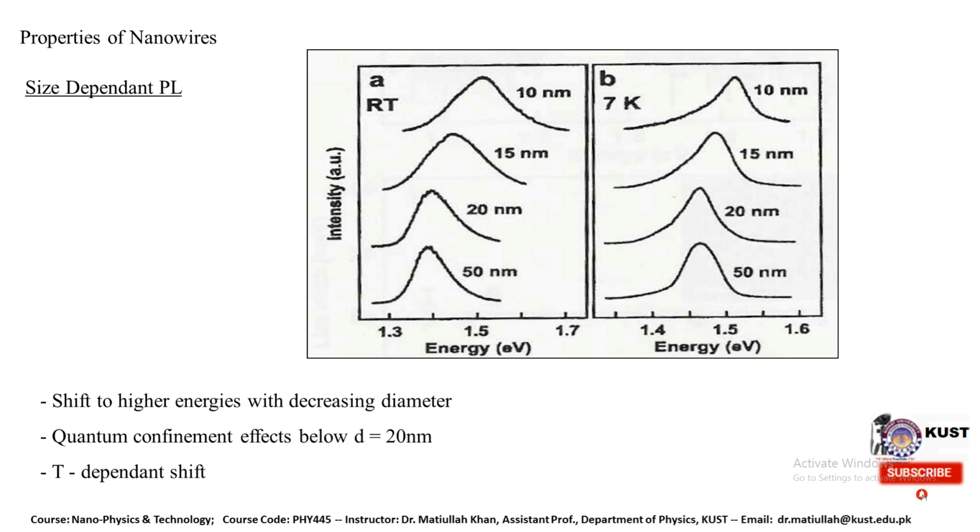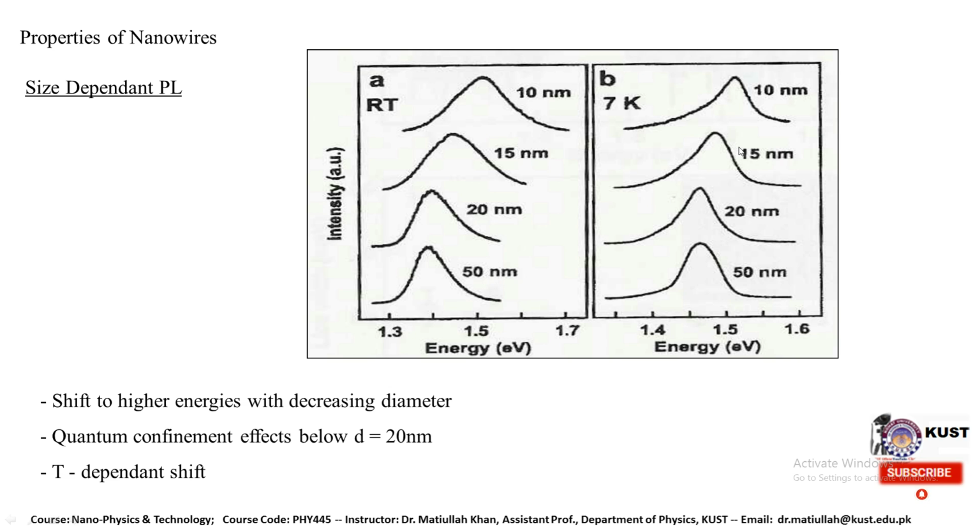So here we can see that when we are changing the diameter of the nanowire, in this case in the photoluminescence at room temperature, from 10 nanometer till 15 nanometer, the peak is shifted to a lower energy. Here we can see the peak is broad. As we come from 10 to 15 nanometer, it is shifted toward the lower energy, and further shifting is found in the case of 20 nanometer. We see that the peak is very clear and visible in case of 50 nanometer.